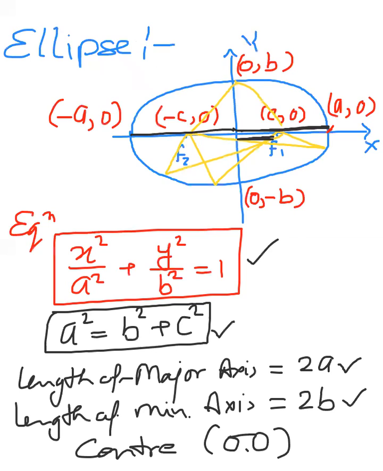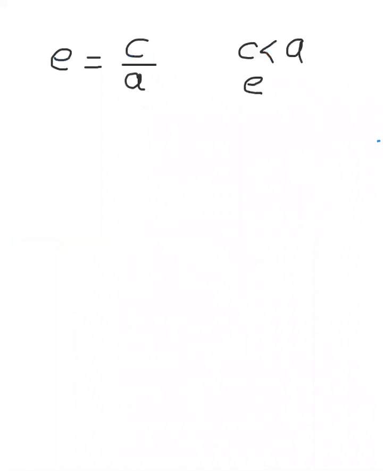We can see again in the diagram: c is this c, and a is the distance of the vertex on the major axis. So c is smaller than a. Therefore, e will be less than 1. The eccentricity of the ellipse will be less than 1. This is a key point.